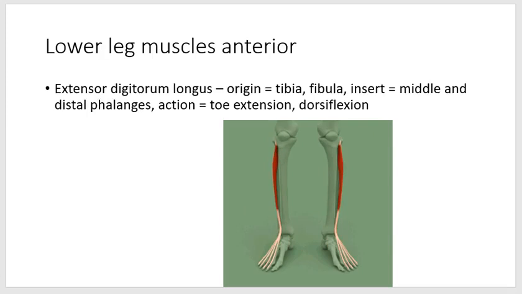Then we have our extensor digitorum longus. If you remember, we had an extensor digitorum up on your forearm so you can extend your fingers. We have an extensor digitorum longus down here on your lower leg. It starts on the tibia and inserts down on these phalanges, just like we saw in the hand, right? It's going to be that proximal part on the middle phalanges. This one also comes out to the distal phalanges and allows for toe extension and dorsiflexion. So again, bringing those toes towards your back.